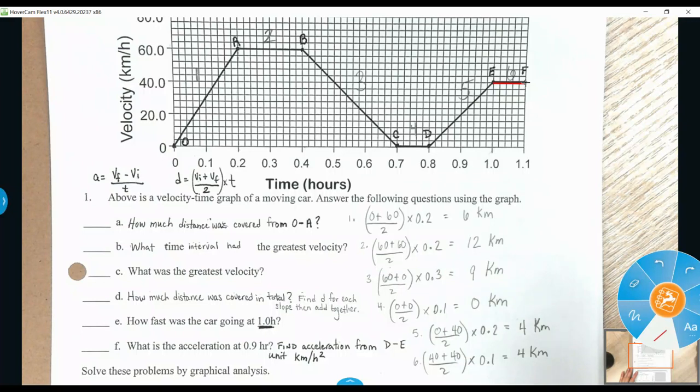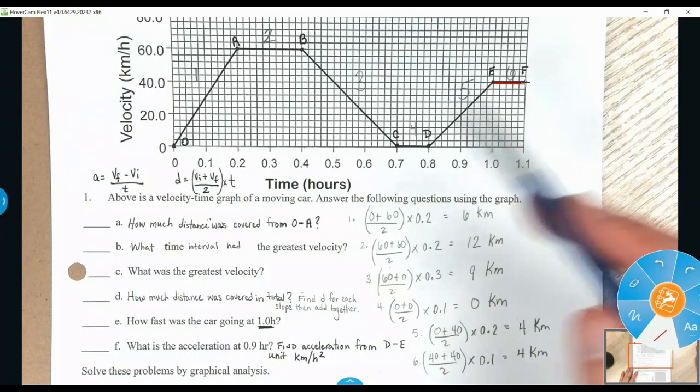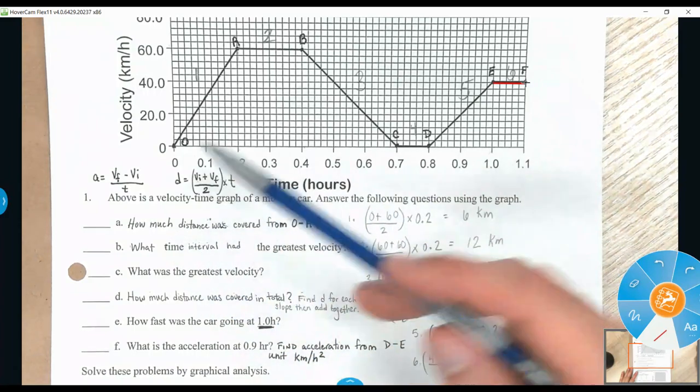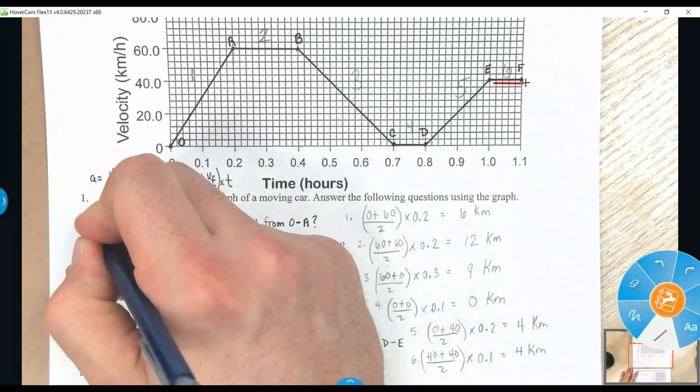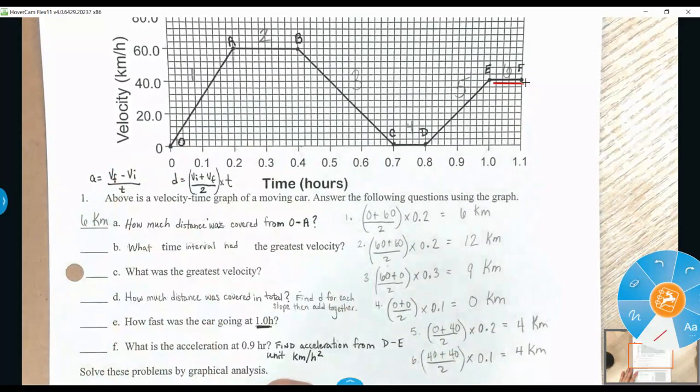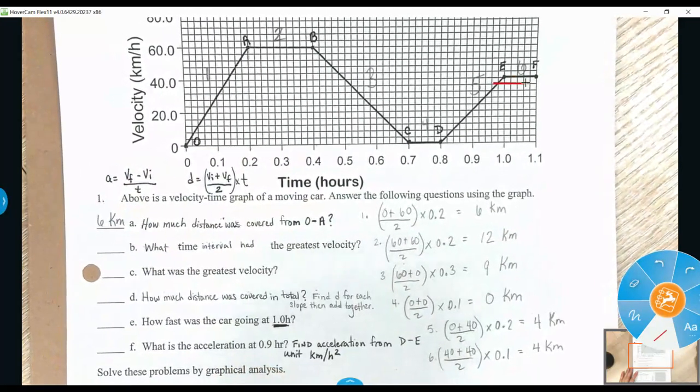All right. Now this should help us figure out some of this stuff here. So how much distance was covered from point 0 to point A? Line segment 1, 6 kilometers. Did the work for that already.